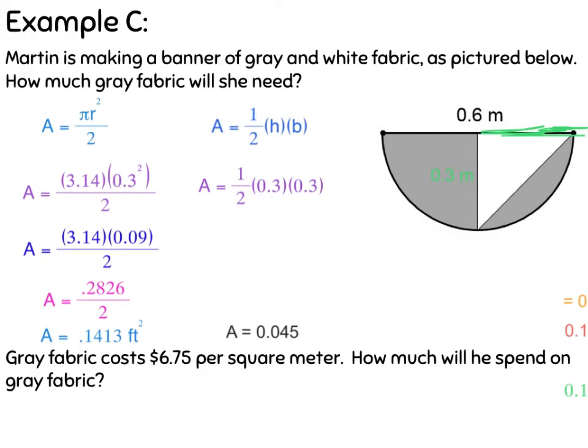Now, I'm going to have to subtract out the triangle part. So I'm going to take my 0.1413 minus my 0.045. So when I do that, I end up getting 0.0963. But I'm not done. So it says the fabric costs $6.75 per square meter. How much will he spend on the fabric? So we're going to take our 0.1413 times the $6.75. When I do that, it's going to cost about 95 cents in fabric.